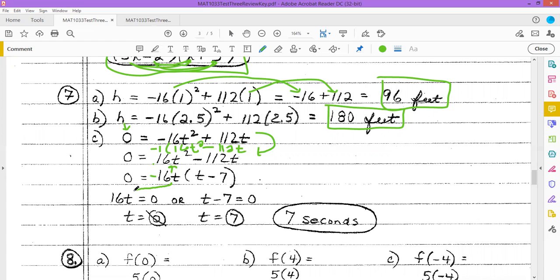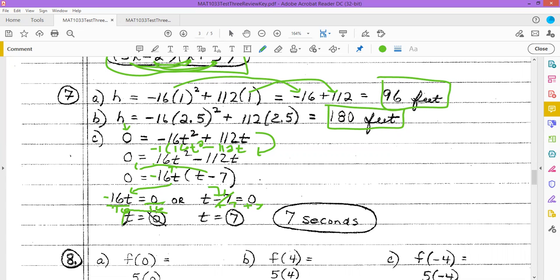Now we set both of these terms equal to 0. It doesn't matter whether that's negative or positive. We know that when we divide any number, whether it's negative or positive, into 0, we're going to get 0. Here, we set this factor t minus 7 equal to 0. To solve, we're going to add 7 to both sides of the equation. The 7's cancel, and we get t equals 7 seconds.